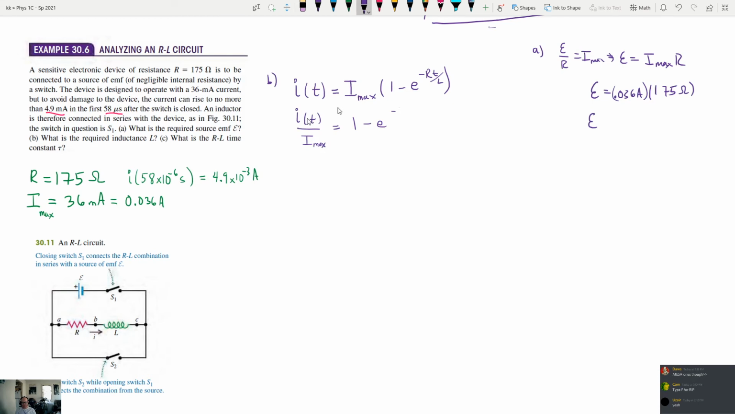Okay, so I have I of t over Imax equals 1 minus e to the negative, here we plug in Rt over L. For part B, we want to isolate L, because it says what is the required inductance. So we'll solve for L here. So we're going to get 1 minus I of t over Imax is equal to e to the negative Rt over L.